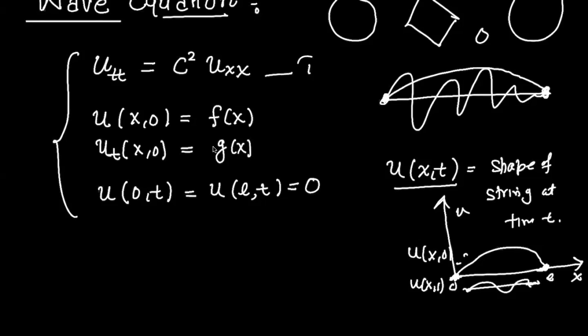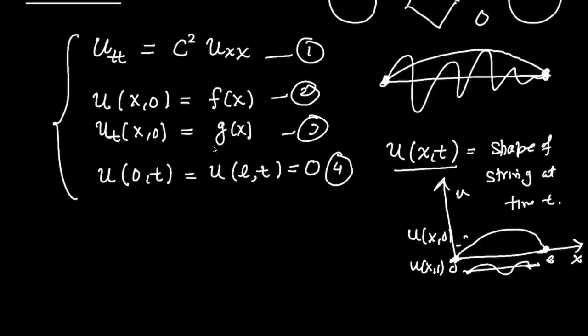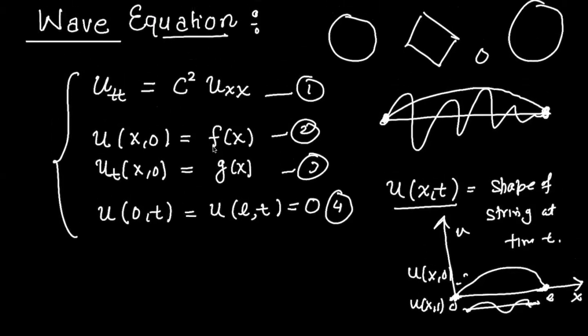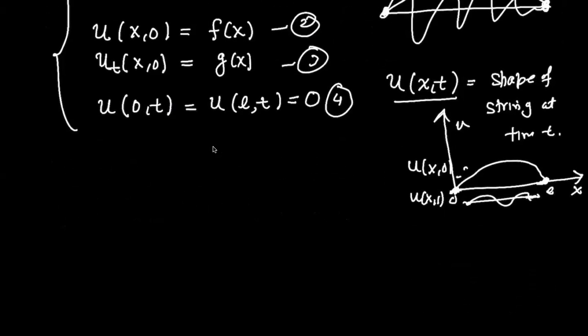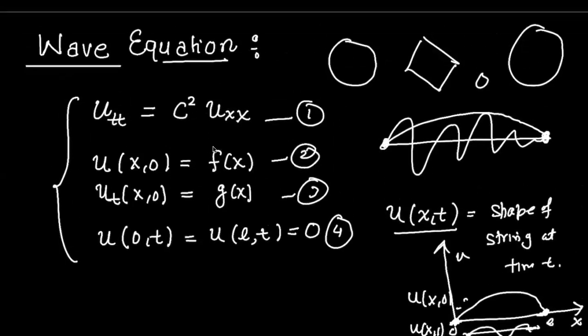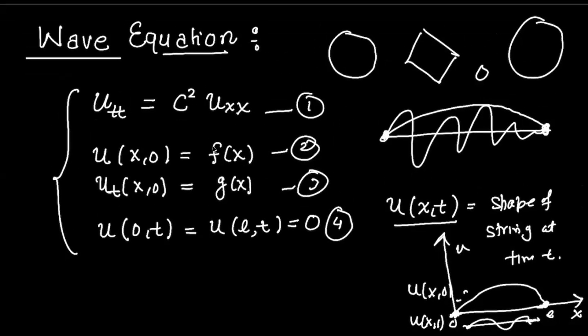So this is equation number 1, this is equation number 2, 3, and 4. So 1 to 4 is the wave equation. Let's begin by solving it. First I will show you the separation of variables solution, and then I will show you a different solution which will be easier than separation of variables. When we do separation of variables, our solution is going to be written as a real Fourier series. But when I do the other one, our solution will be written as a complex Fourier series.